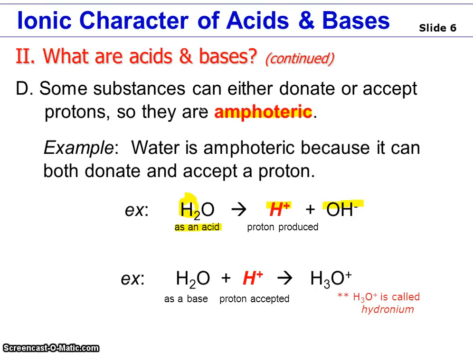If water were instead to act as a base, it is going to be accepting a hydrogen ion into it. So now instead of H2O we have H3O, and because of the law of conservation of charge it's H3O+. This molecule, H3O plus, is called hydronium. It is a polyatomic ion that is frequently used when you're looking at acids and bases. This is an important ion to know.